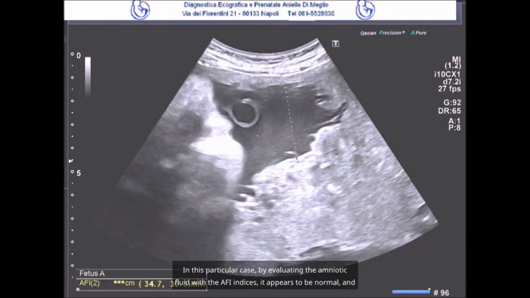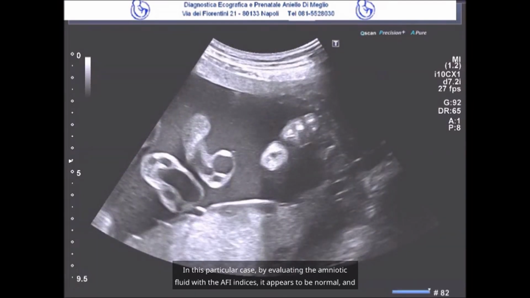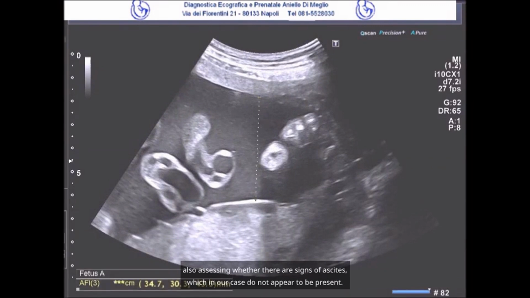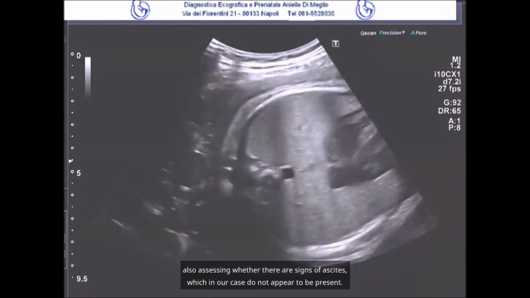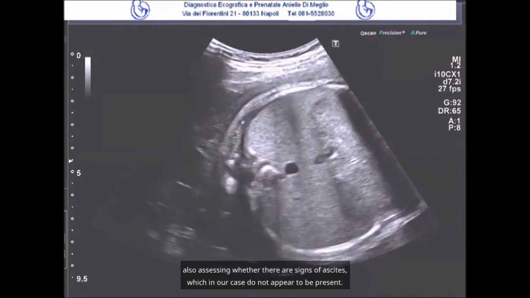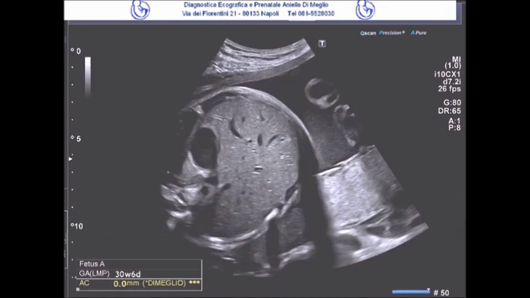In this particular case, by evaluating the amniotic fluid with the AFI indices, it appears to be normal, and also assessing whether there are signs of ascites, which in our case do not appear to be present. The fetus shows regular biometry for the gestational age, and all the flow measurements also appear to be normal.